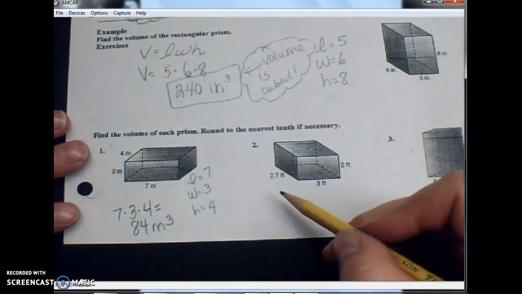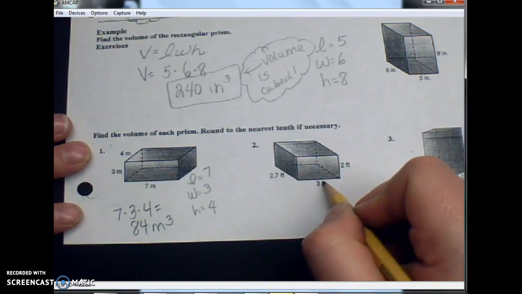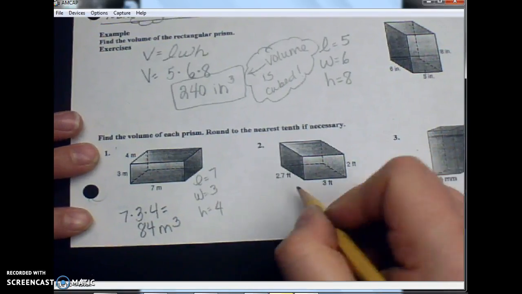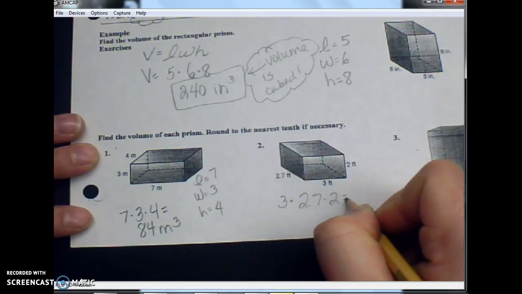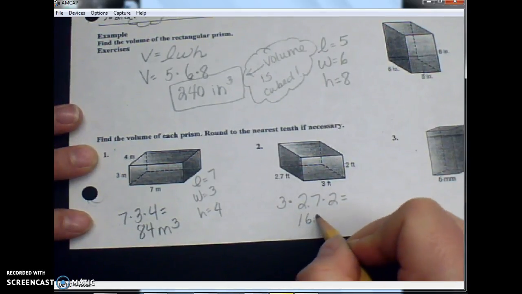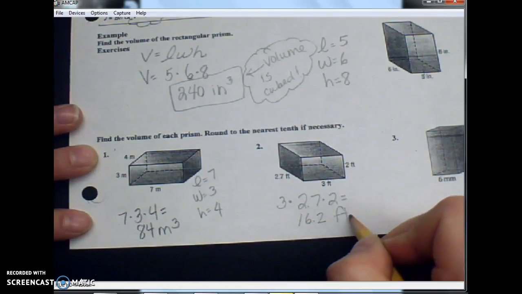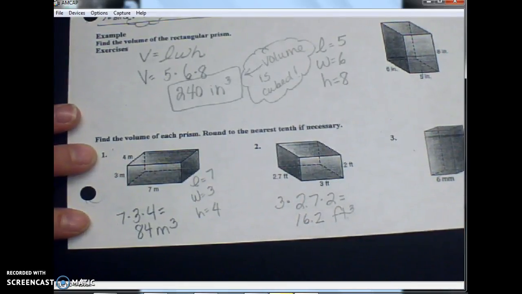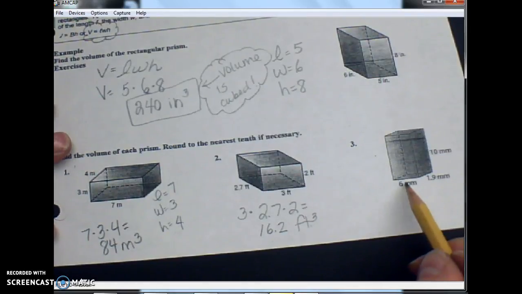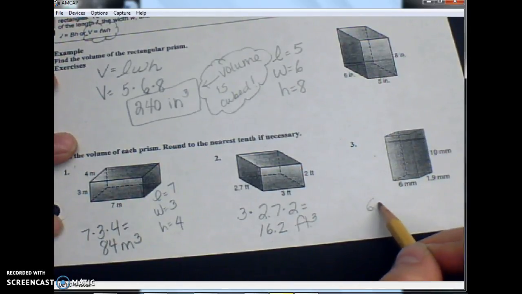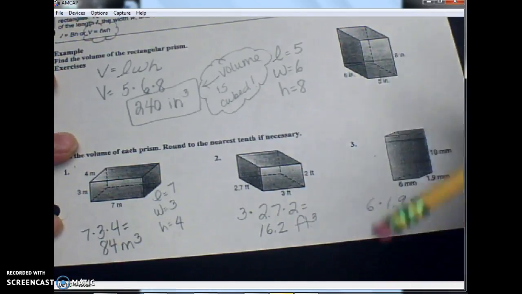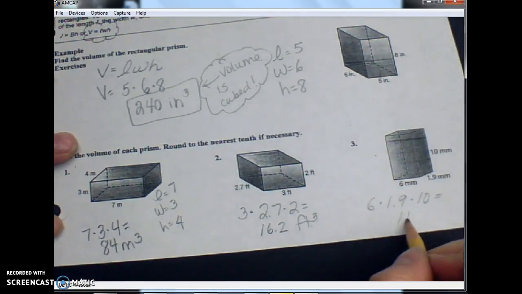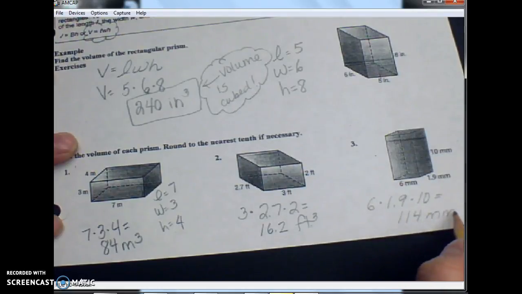On number 2, my 3 dimensions are 3, 2.7, and 2. So 3 times 2.7 times 2 gives me my answer of 16.2 feet cubed. And the final example, again, my 3 dimensions are 6 times 1.9 times 10. So my final answer is 114 millimeters cubed.